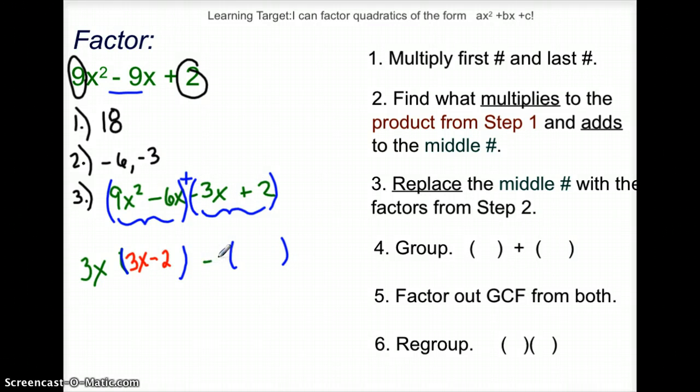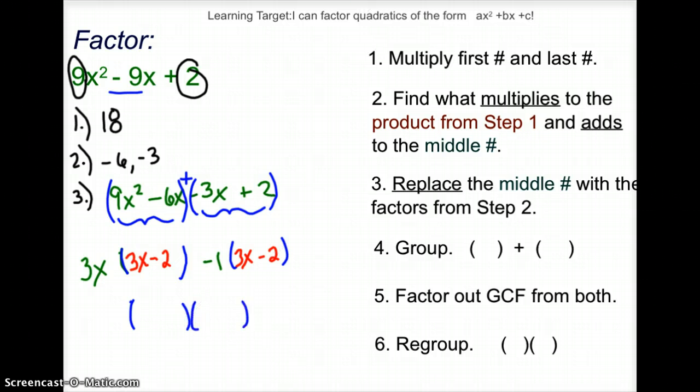So what I can do is factor out a -1 as the GCF, and take a look what happens. -1 times what would get me -3x? Well, -1 times a positive. And -1 times what would get me back to +2? Well, a negative times a negative, so -1 times -2. And then my two groups are the same, right? Oh my goodness. Perfect. All right, so then the final step for this factoring by grouping, the sixth step, is to regroup.